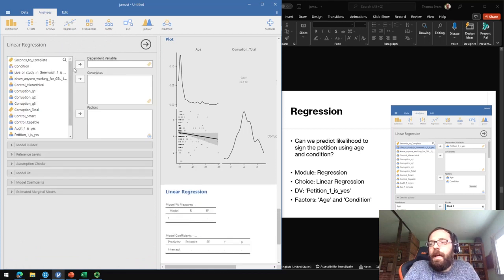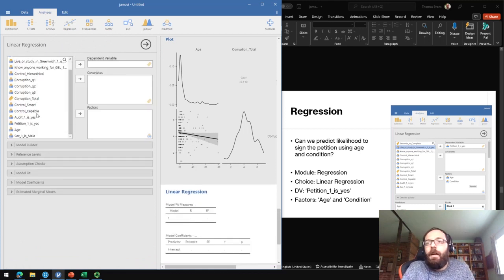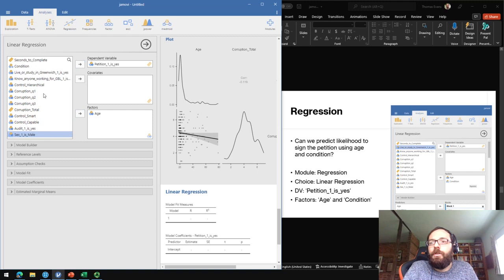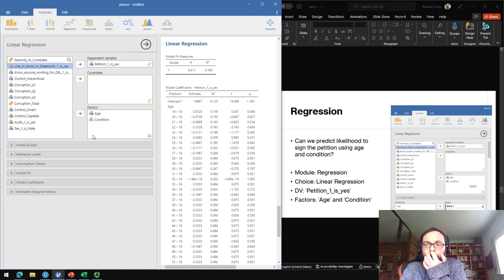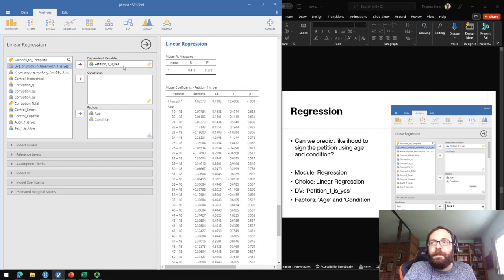And what we're going to say is our dependent variable is, in this case, whether people sign the petition. So we're going to pop that in our dependent variable box. And we're going to have a look at age and condition in our factors box. So we've got the top dependent variable, petition: 1 is yes, I'll sign it, 2 is no, I will not. And our factors are age and condition. So do age and condition predict the likelihood of signing the petition?